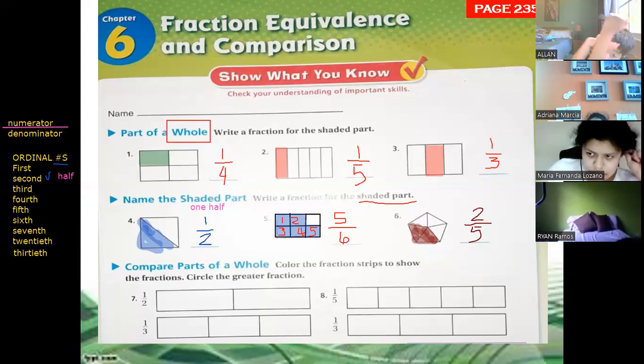How, Alan? How do you read this fraction? To read fractions, Alan, we need to use the ordinal numbers.